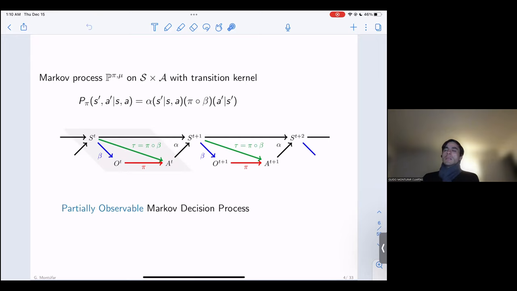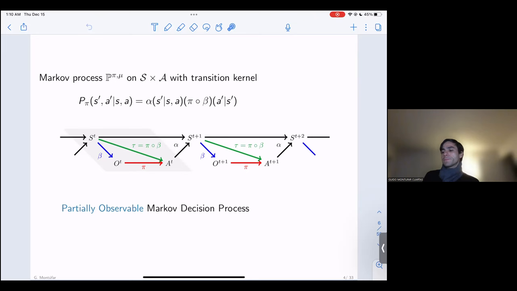Maybe the sensors of this agent are fixed, maybe the perceptual capacity is fixed, and what we're optimizing is just this policy. We will see that depending on the properties of beta, this can have differences in the optimization problem, and that's the part that we're interested in here.